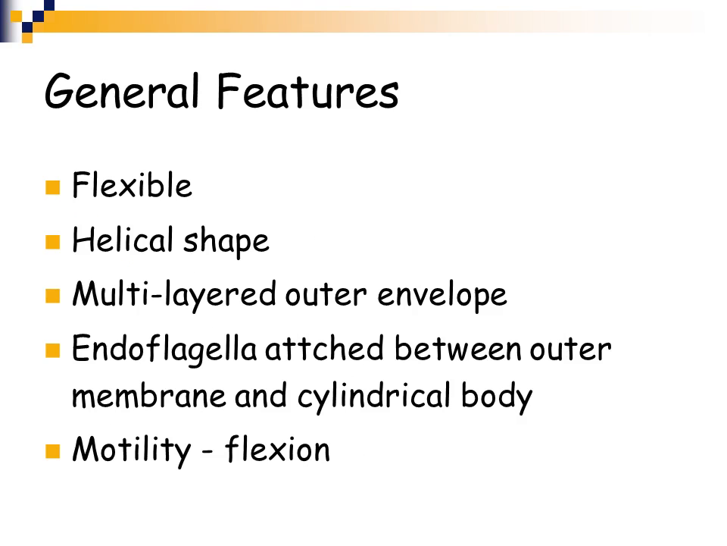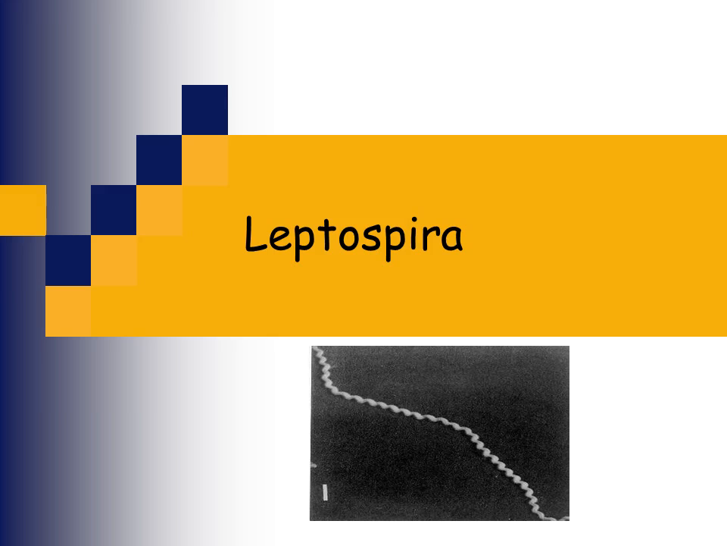In general, the spirochetes are very flexible, helical-shaped organisms that have a multi-layered outer envelope, and they have endoflagella attached between the outer membrane and the cylindrical body, which allows their motility through flexion. We're going to start out by talking about the Leptospira organisms. And on the bottom, you can see the spiral shape, which is why they're one of the spirochetes.